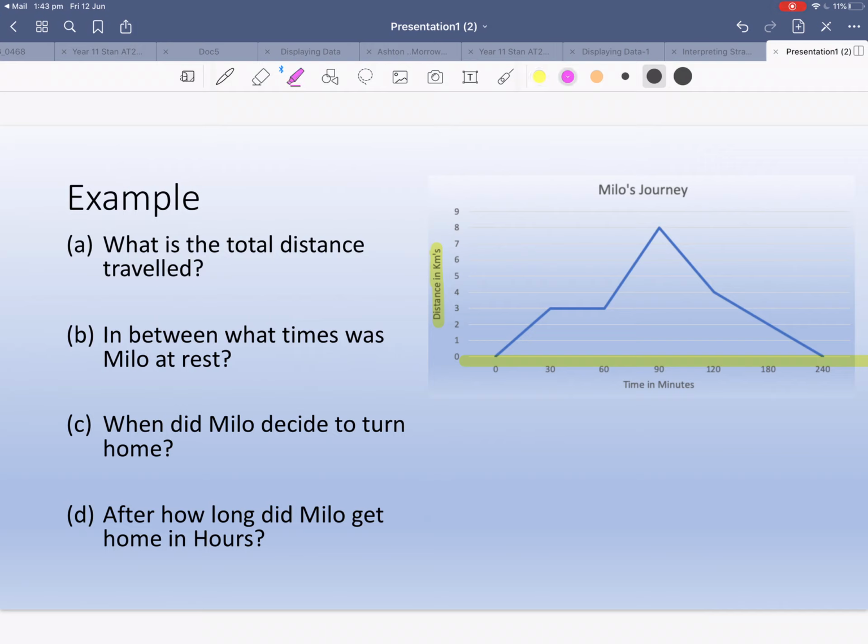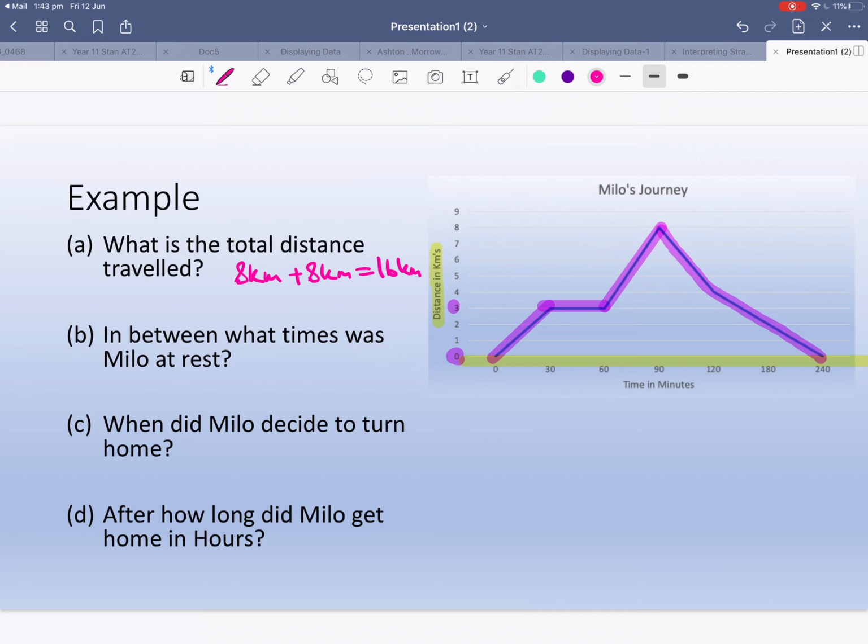So Milo started traveling here, 3 kilometers. You can see that from there. And then got up to 8 kilometers. So he traveled 8 kilometers away from home. But then he traveled 8 kilometers back because now we're back to 0. Okay. So what was the total distance traveled? It was 8 plus 8 kilometers and it equals 16 kilometers.